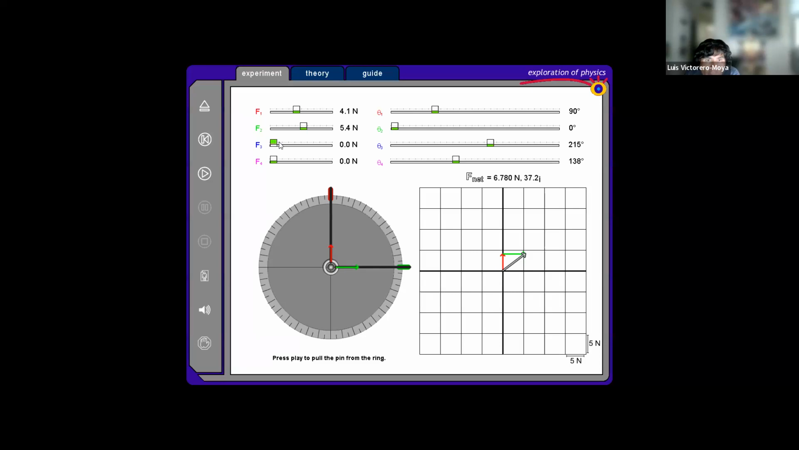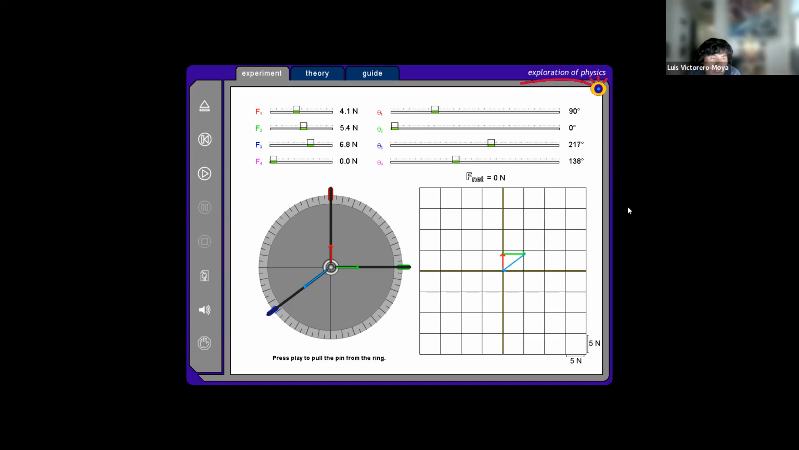So this force is the equilibrium force. However, it will not make it 0 yet because of the angle. The resultant force was at 37 degrees here, so you want the angle of this blue force to be 180 plus 37, right? That will be 217. So it was close.